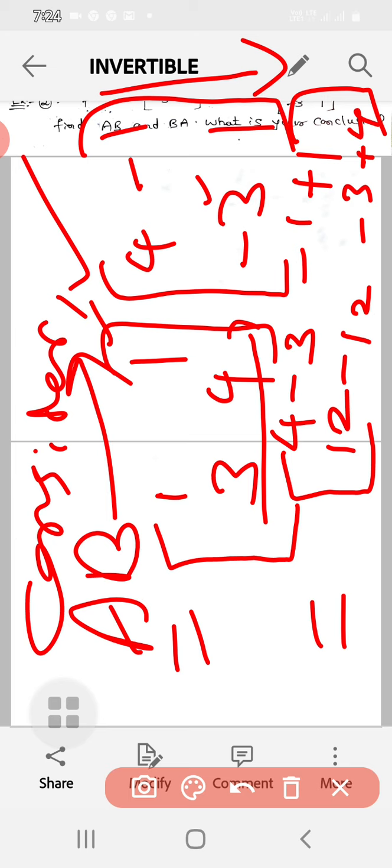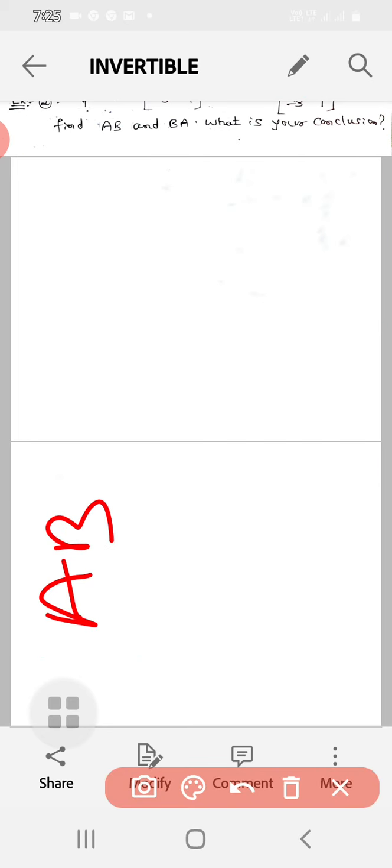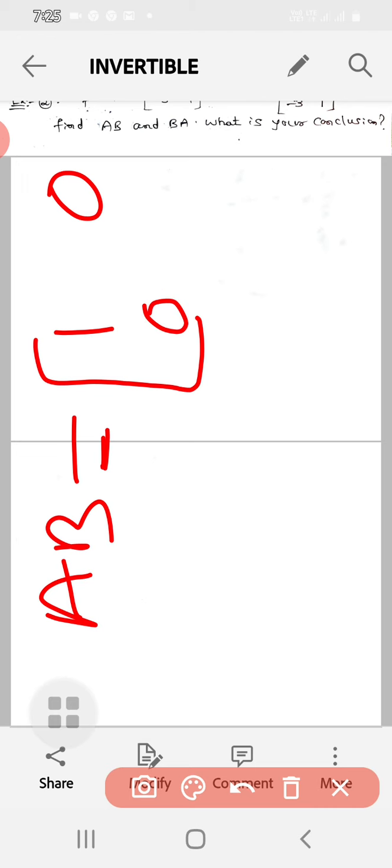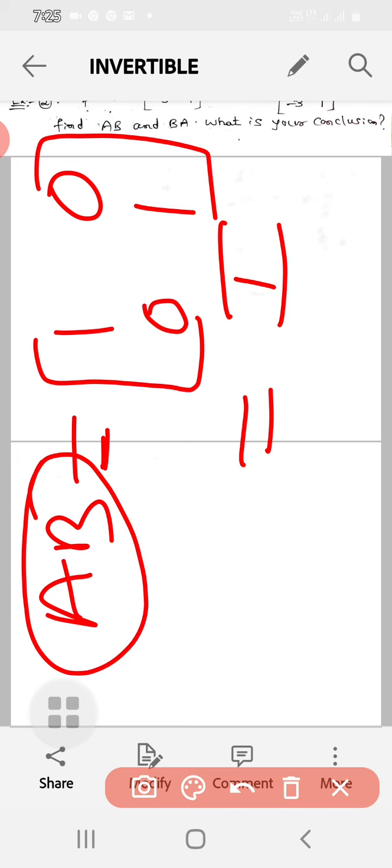So we can do the simplification in the next step. I will show it here only. 4 minus 3 will be 1, minus 1 plus 1 cancels, then 12 minus 12 will be 0, and minus 3 plus 4 will be 1. So what happens to the product here? AB is equal to [1 0; 0 1]. See, it is an identity matrix. So multiplying A and B, I got the identity matrix.